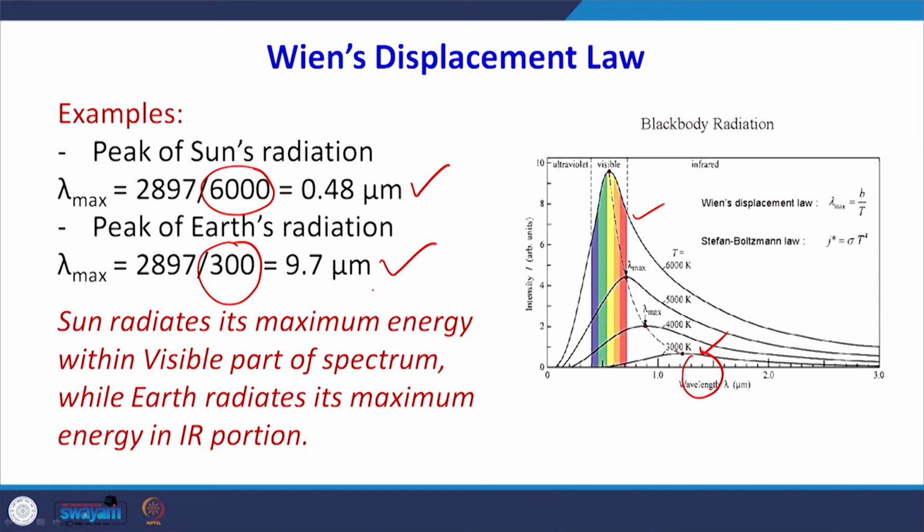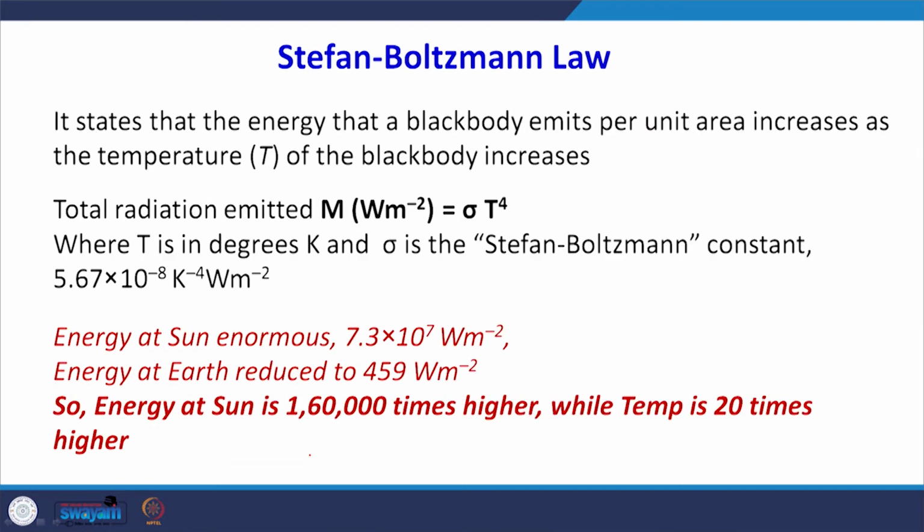So the sun is radiating its maximum energy in the visible part, at 0.48 micrometers. This is the visible part of the spectrum where the maximum energy is emitted, and the earth is radiating its maximum energy in the infrared portion, because this is a 9.7 micrometer region. So if we take images in the infrared part of the spectrum, that would be very useful to carry out temperature related studies.